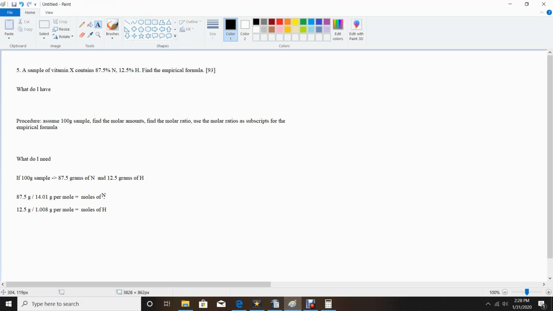So, basic problem solving approach. What do I have and what do I need? I have a percent by mass sample and I need an empirical formula. Now I would recommend, if you struggle with this on your card, make yourself a flow chart. There are several good ones in the book that show you, based on what you have, how to get to what you need. The basic procedure for this kind of problem is assume a 100-gram sample, find the molar amounts, and then use the molar ratios as subscripts for the empirical formula, and simplify as needed all through all that.